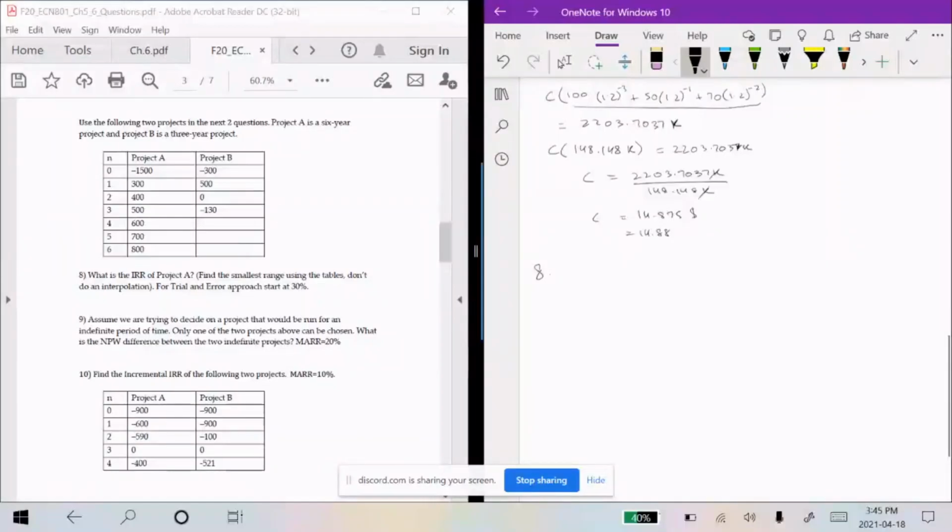They ask us, no, they just ask the IRR of project A. Then what did they ask? They asked for the net present worth difference. Right, so we don't need the incremental rate of return in this. Pretty simple, okay. N equals 0, 1, 2, 3, 4, 5, 6, 7.